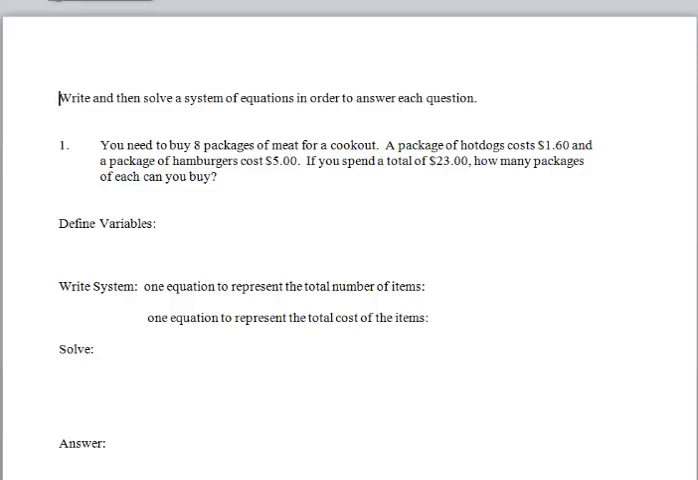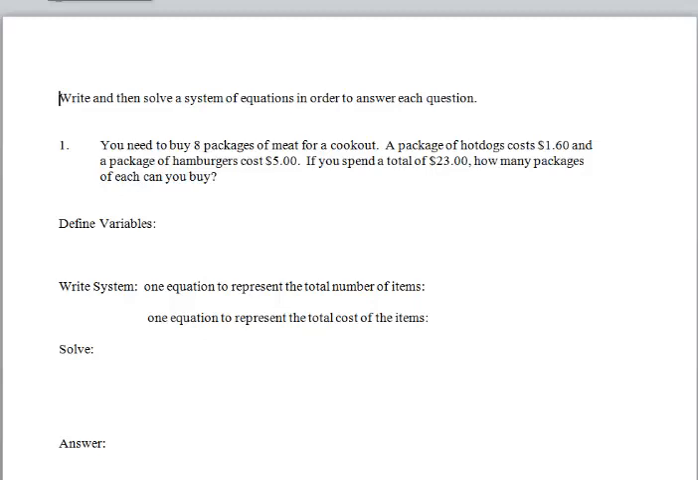In this video, we're going to take a look at solving systems of equations in the form of word problems. There are three different kinds of word problems that we're going to explore, and these will be the three traditional word problems that you'll see on quizzes, tests, and the ACT with regards to applications of systems.